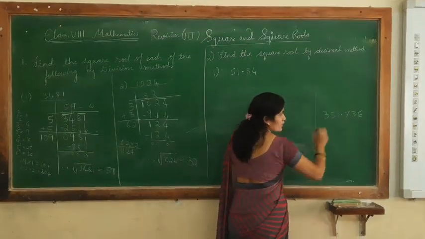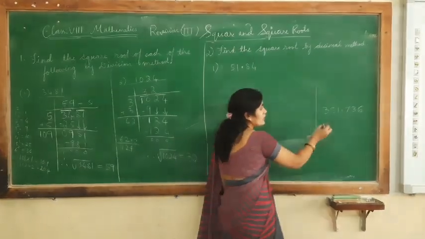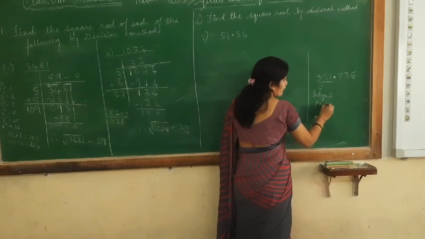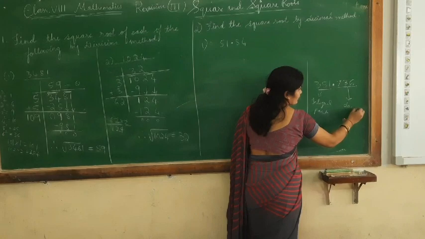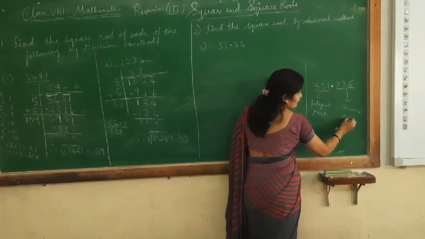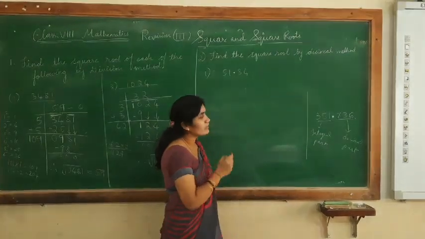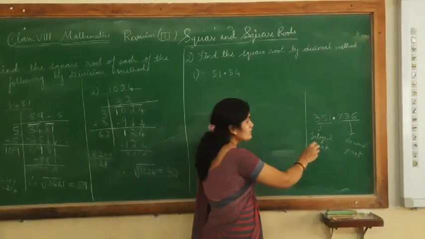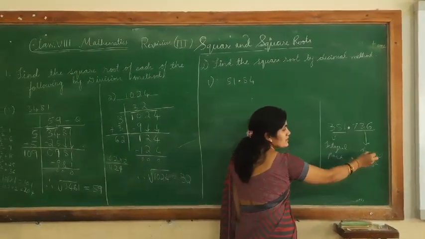351.736. This is the number where you have three digits before the point, the integral part, and the other three after the decimal, which is the decimal part. Now, how to mark this? Because in the square root division method, we are going to mark the number. Let us write this 351 as the integral part and the 736 as the decimal part.